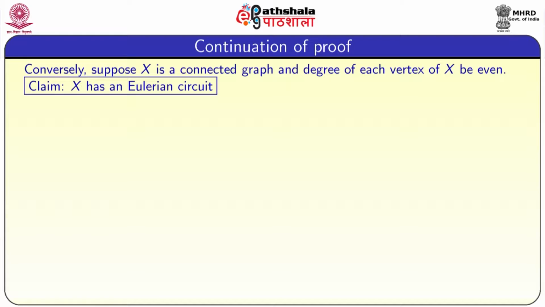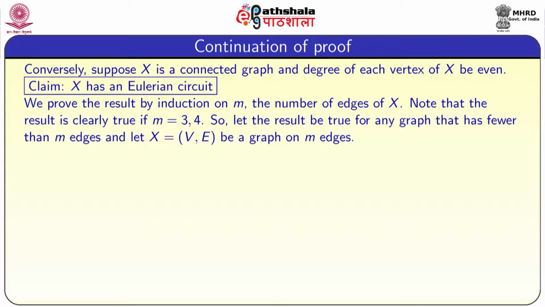Now we will look at the converse part of this result. Conversely, suppose that X is a connected graph and the degree of each vertex of X is even. We have to show that X is a Euler graph, that is, it has a Eulerian circuit. We prove the result by induction on m, the number of edges of X. Note that the result is clearly true if m is equal to 3 or 4. So let us assume the result is true for any graph that has fewer than m edges, and X = (V, E) is a graph on m edges.